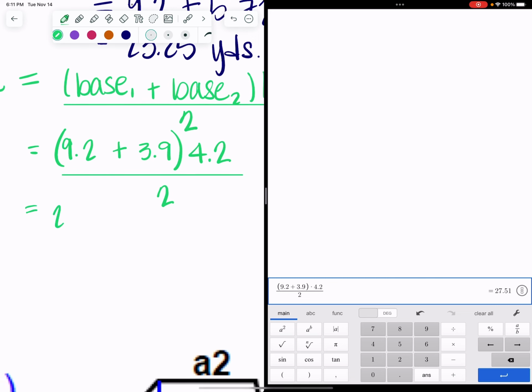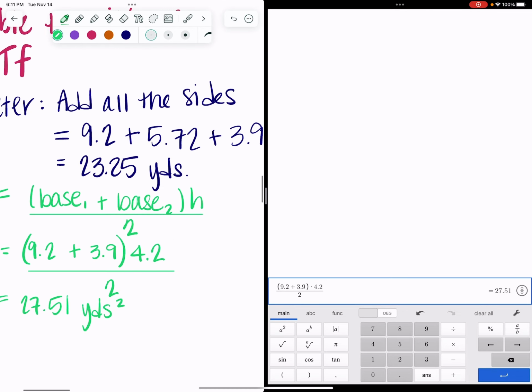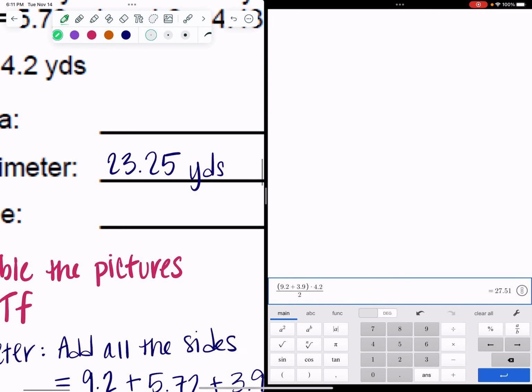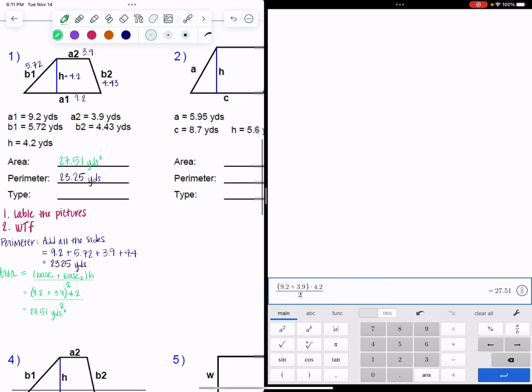So I get 27.51. We are measuring in yards, so this would be yards squared. All of your units for area are yards squared, or inches squared, or chickens squared. I don't know. The point is, no matter what you're measuring in, square them. I'm not worried about the type. That's a trapezoid.